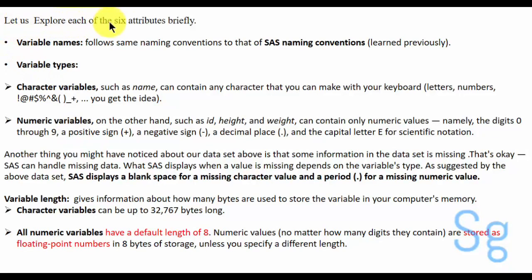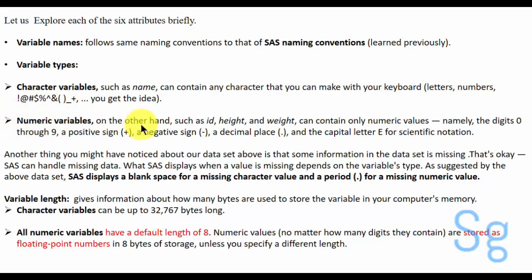Let us explore each of the 6 attributes briefly. Variable names follow the same naming conventions as the SAS naming conventions that we have learned previously. Variable types are of two types, that is character variables and numeric variables. Character variables such as name can contain any character that you can make with your keyboard. Example, letters, numbers, and even symbols.